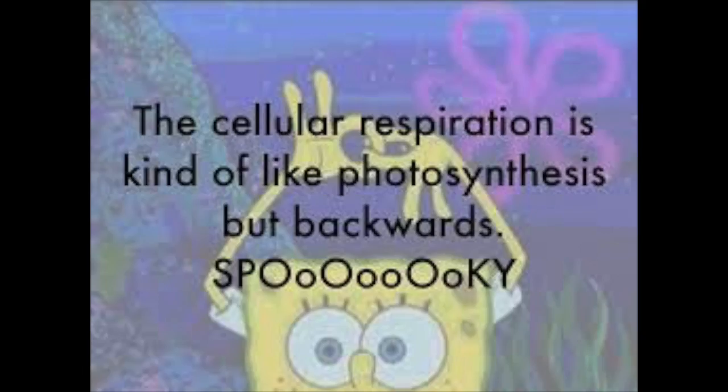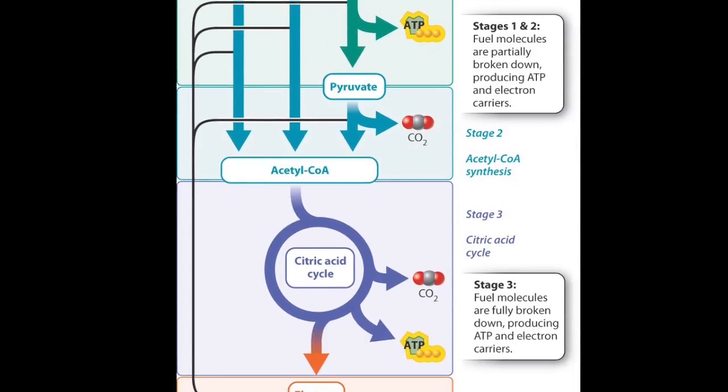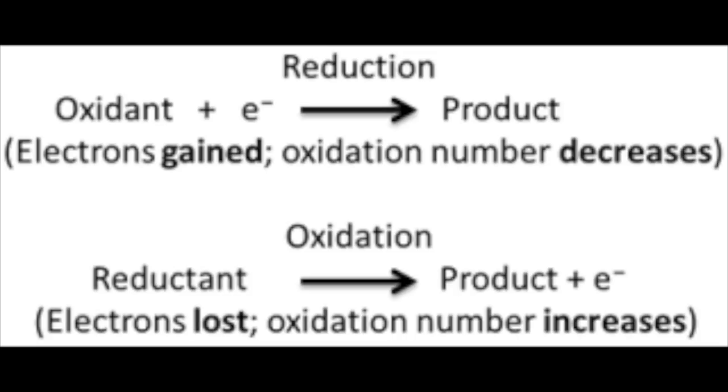The biggest difference between the two is cellular respiration is the breakdown of glucose, and photosynthesis is the making of glucose. Now, cellular respiration is a catabolic reaction that converts fuel molecules such as carbohydrates, lipids, and proteins to release ATP molecules for work performance in a cell. It is also an oxidation-reduction reaction, or redox reaction, which is the storing or releasing of chemical energy.